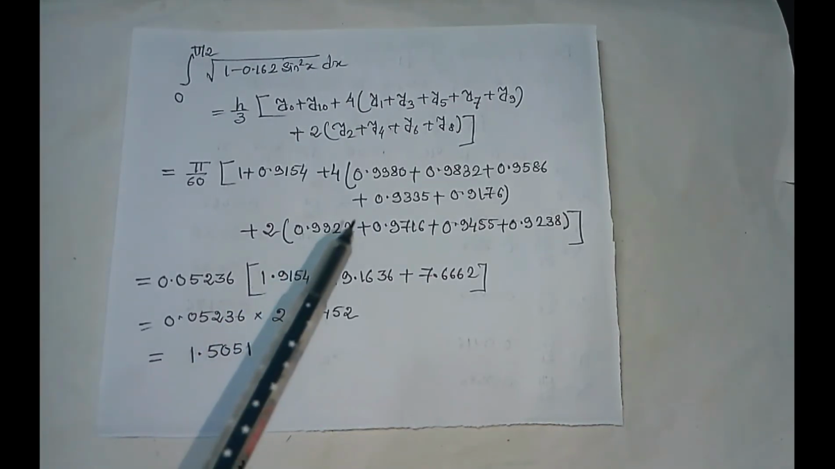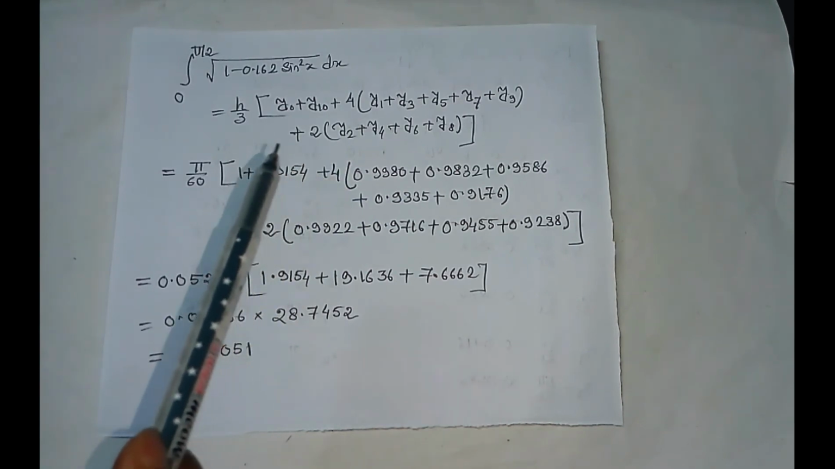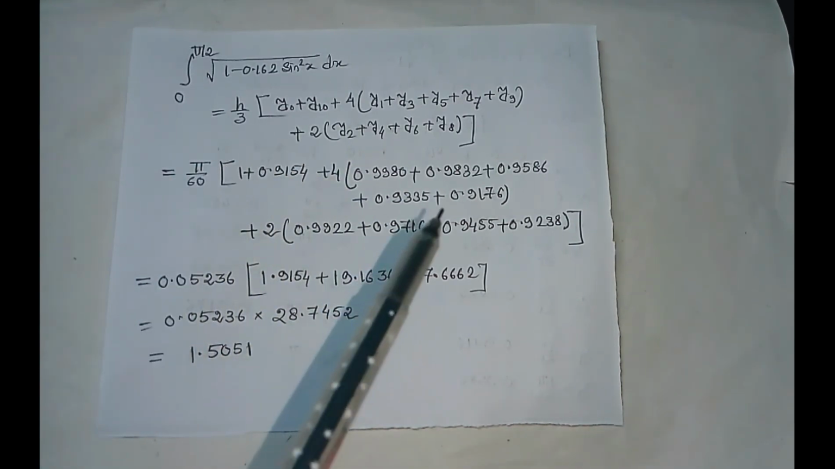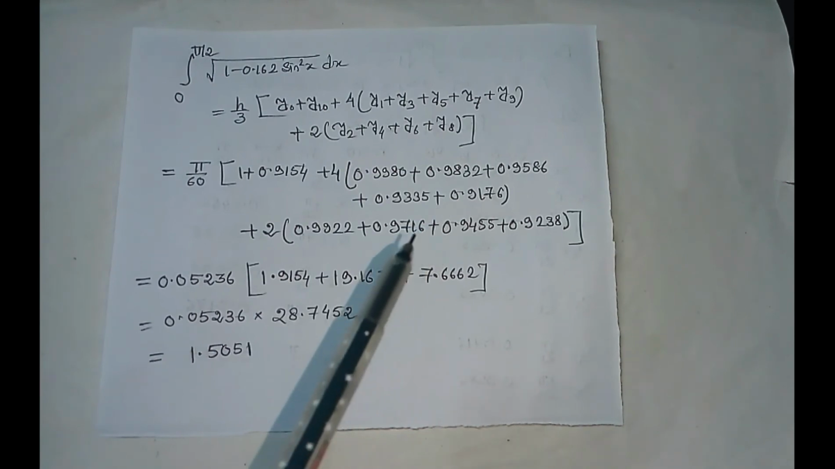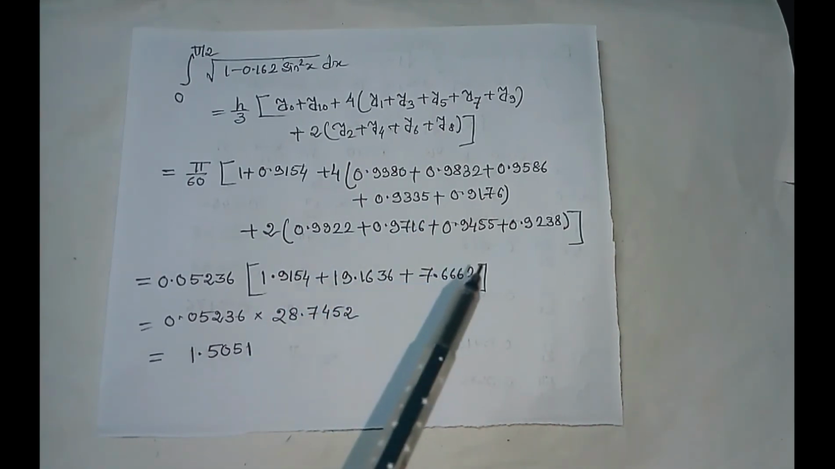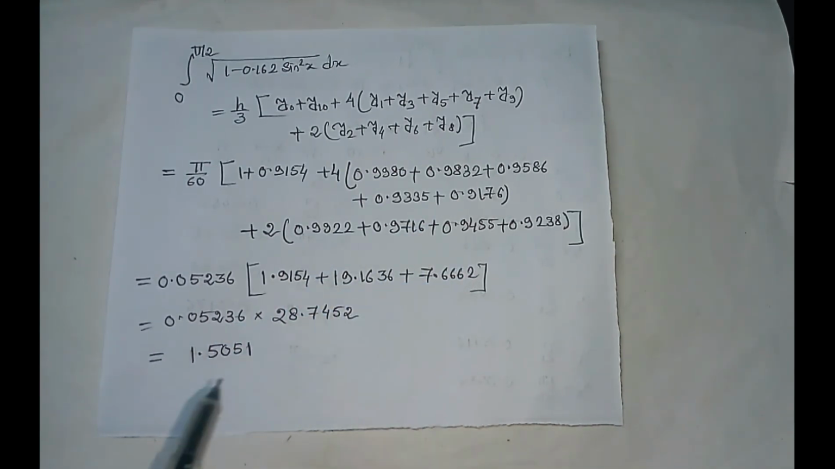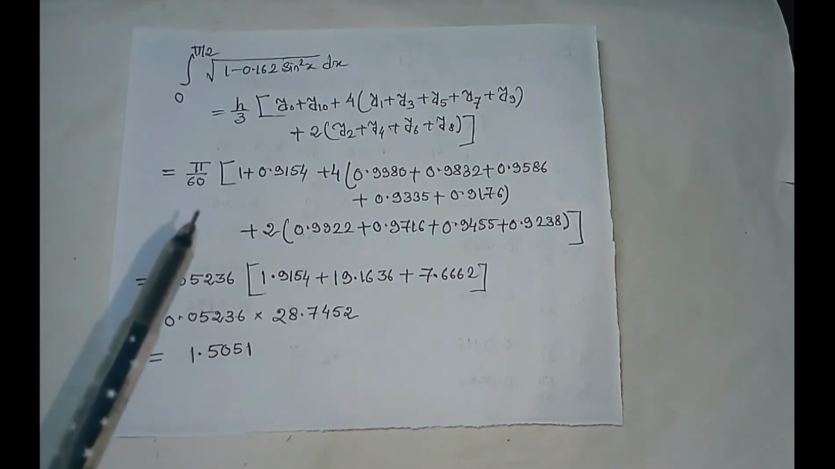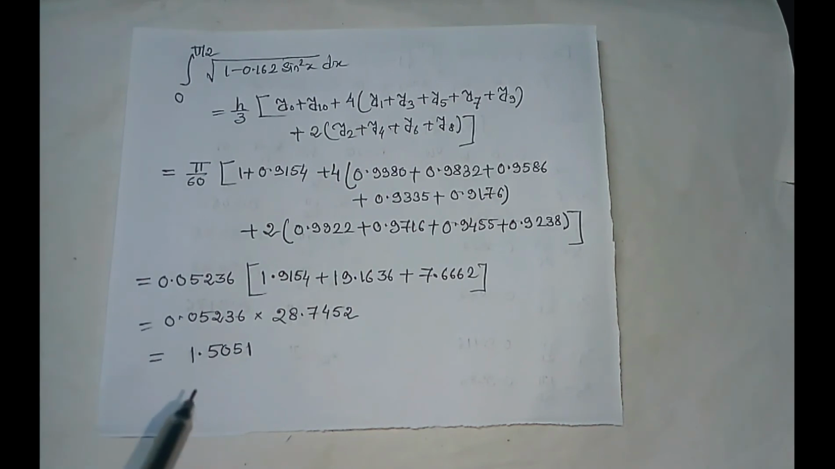We have already obtained the functional values at these arguments. So we just replace all the entries here, and after the calculation we find that this is equal to 1.5051, which is correct up to 4 decimal places. So this is our required result. So the value of this integral, which is correct up to 4 decimal places, is 1.5051. So that completes the solution.